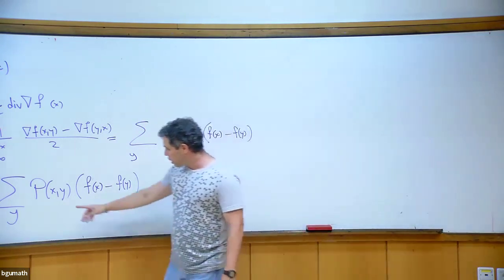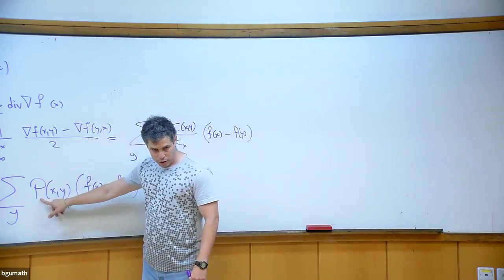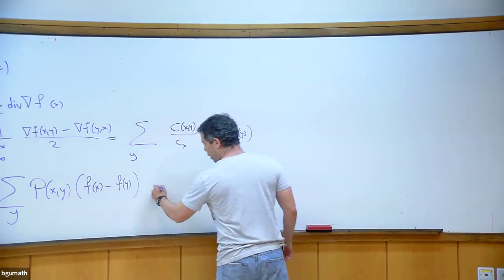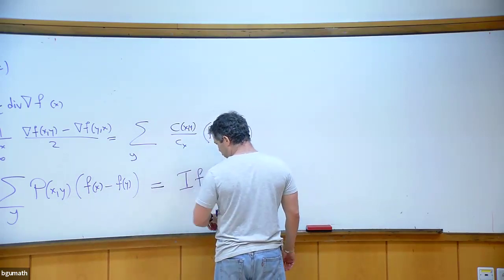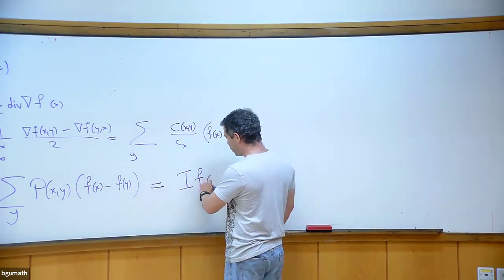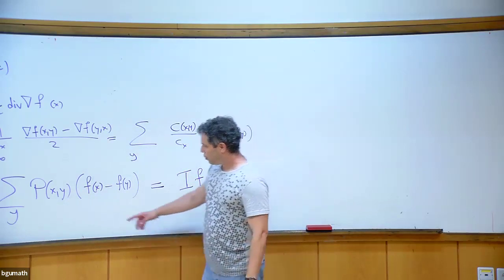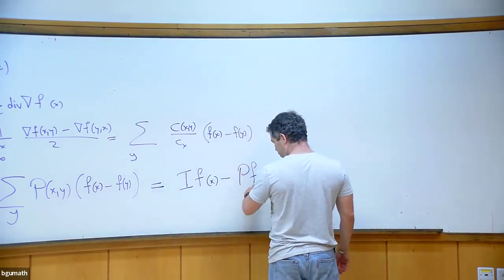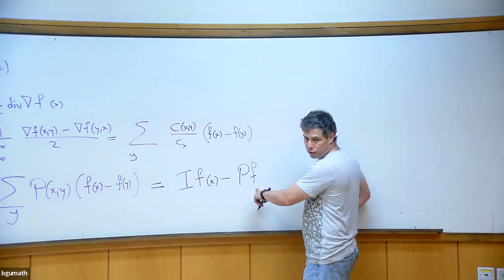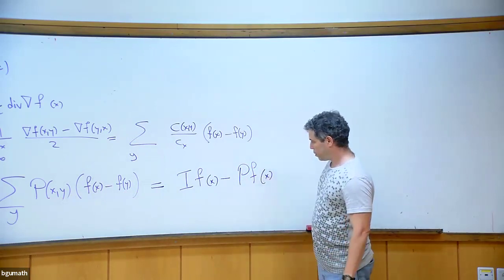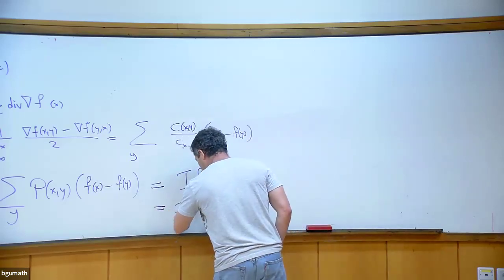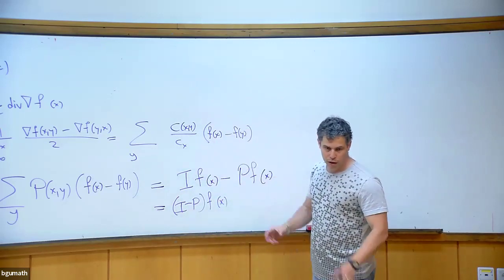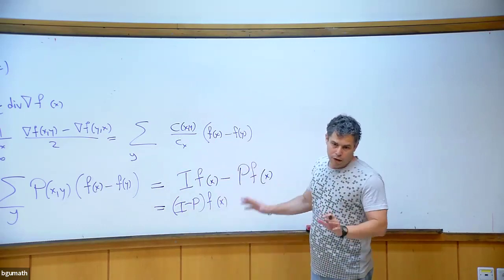Now, the sum over y of p is 1, so this just becomes f of x. It's the identity operator on functions at the point x, minus, when I sum a matrix times a vector, that's just matrix multiplication, as we talked about. This is just p operating on the vector f at the point x. So you can write it as (I minus P) f at x. I used the fact that these sums converge absolutely in order to separate and put back together; otherwise I would have to be careful.